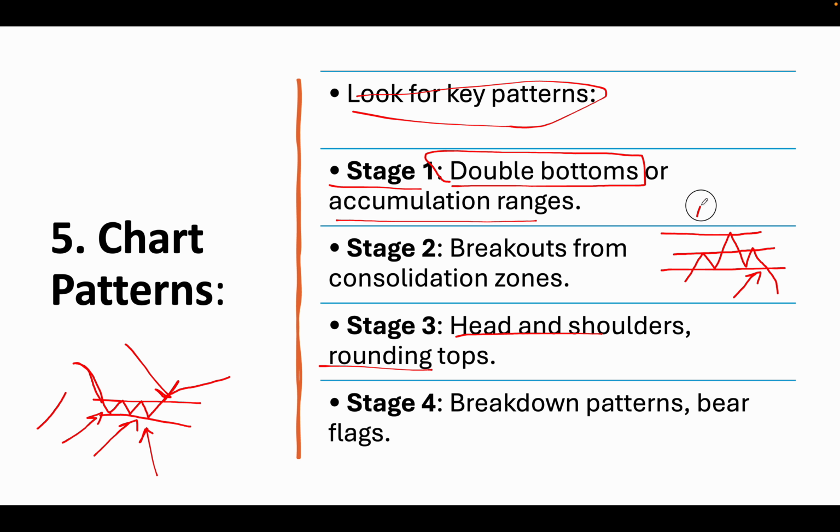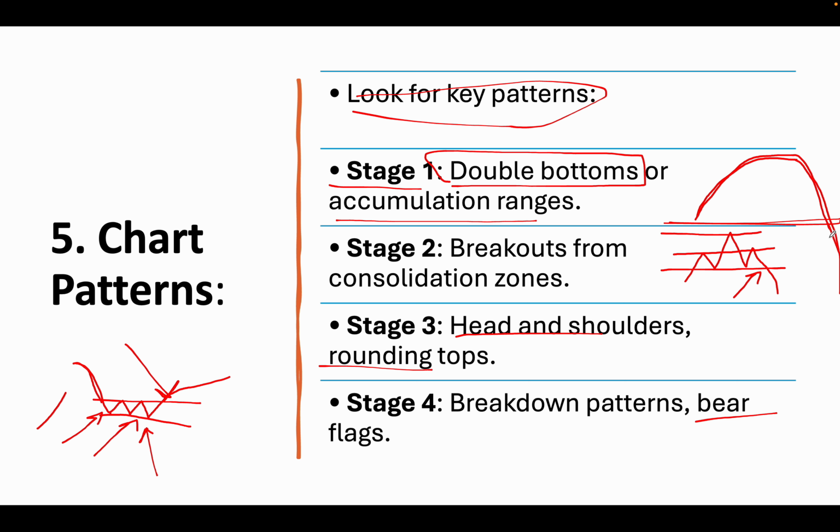What does a rounding top look like? It looks like this, and then breakdown. So the price goes like this, there is little consolidation and comes down. So this is your rounding top. So usually this happens on the top, so you confirm this is stage 3. And finally we have breakdown patterns like bear flags. So here we have some candlesticks which break down this level.